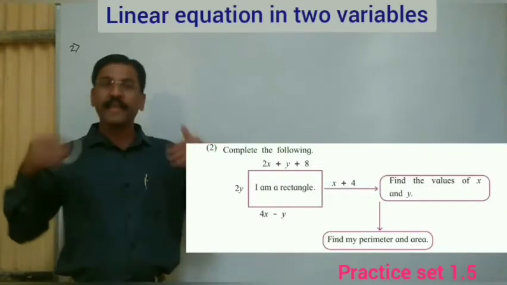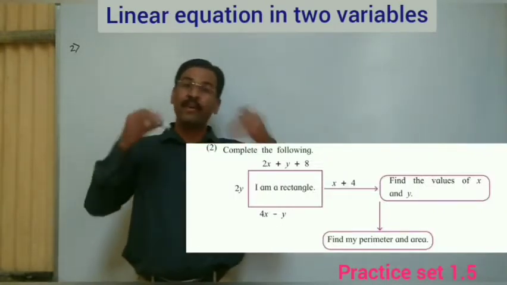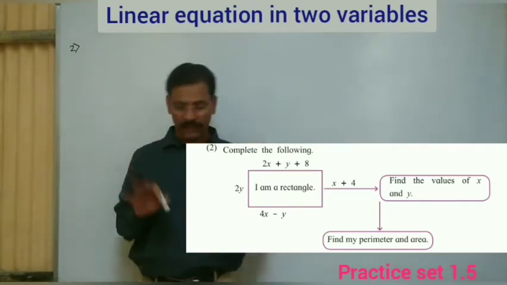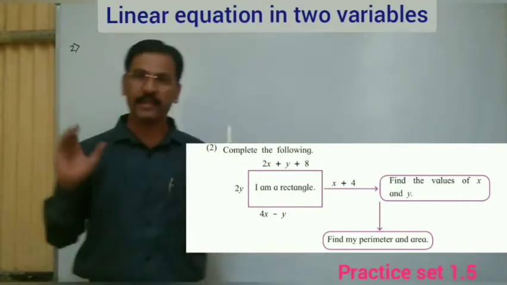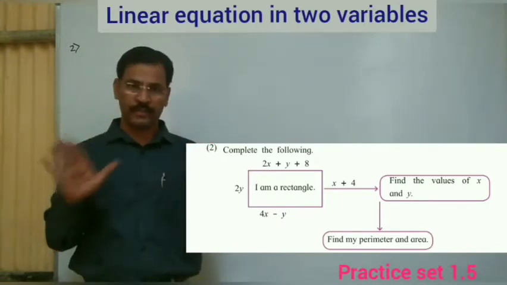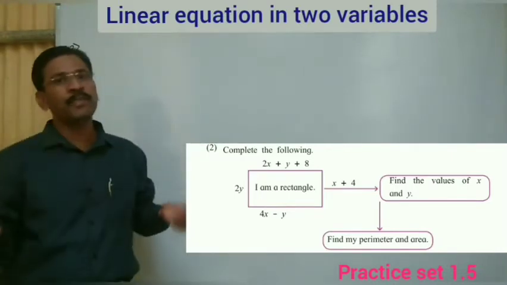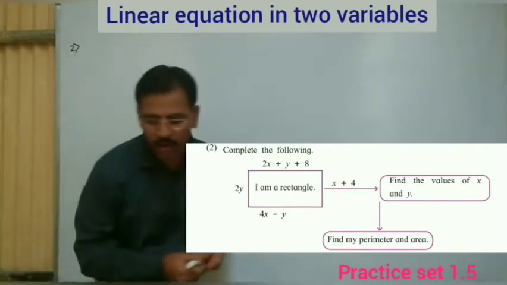See here, in the next example, they have given some figure. Figure means some information in pictorial form. Okay, friends? See, first, I am a rectangle. Rectangle means what? Their opposite sides are congruent. So first of all, because it is a rectangle, their opposite sides are the same. So opposite sides are what?